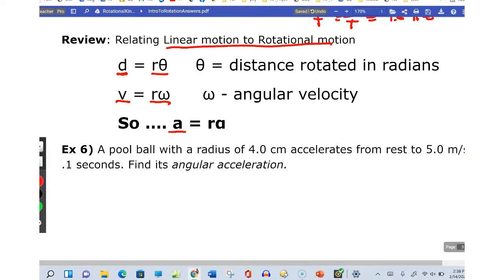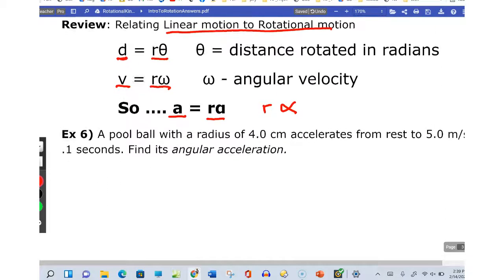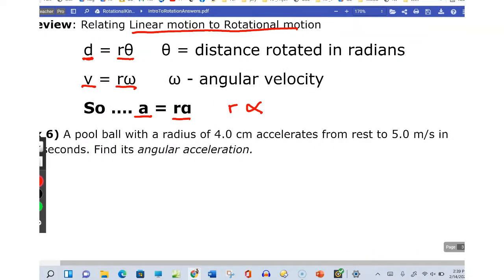Now, linear acceleration is r times what? That should be alpha. What's alpha? That's angular acceleration. So what if you have a linear acceleration? How do you get an angular? So now you learn that angular is always equal to linear divided by r. You have to go both ways. How do you get linear? Multiply angular by r. How do you get linear velocity? Multiply angular velocity by r. How do you get linear acceleration? Multiply angular acceleration by r.